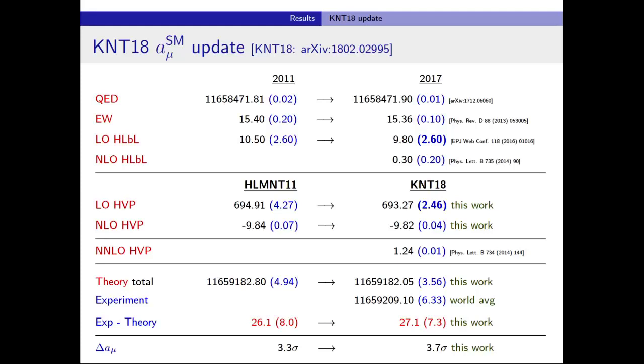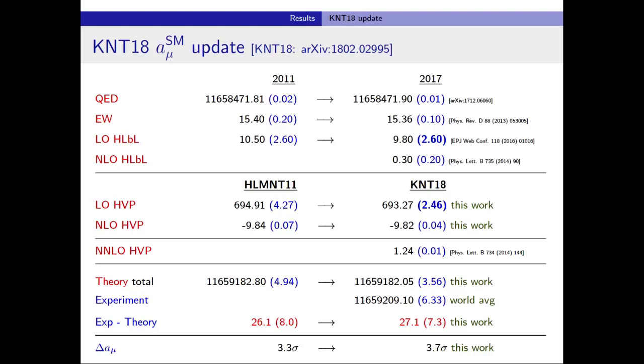So 9.8 was the Glasgow... Yes, 9.8 is the Glasgow consensus. That's a 98 in the other units. Now, the mean value went slightly down. More importantly, the error went down a lot. At the same time, we redid the calculation for this. We could do it ourselves, but we have Matthias doing this. And the total theory ends up with this number. The total experiment is that. And the discrepancy has slightly widened, but the error has gone slightly down.